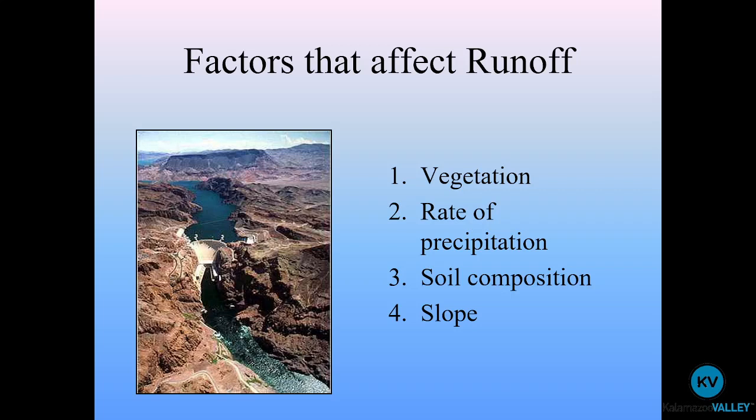A reminder of those factors that affect runoff. Number one is the vegetation, and this is specifically for a natural setting. The more vegetated it is, the more plants there are to absorb the water, which means there's going to be less runoff. The rate of precipitation, of course: if it's raining really hard, you're going to have more runoff than if it's just a light sprinkling. Soil composition: if it's a really absorbent soil, like a dry clay, it's going to absorb more water. If it's something like pea gravel, then you're going to have a lot more runoff. Or if it's cement or blacktop, that's not very porous, you're going to have a lot of runoff from that. And then, of course, the slope. The steeper the slope, the more runoff you'll get.